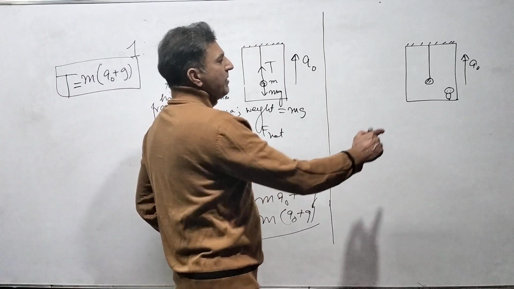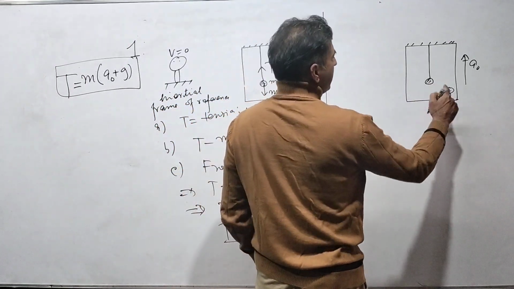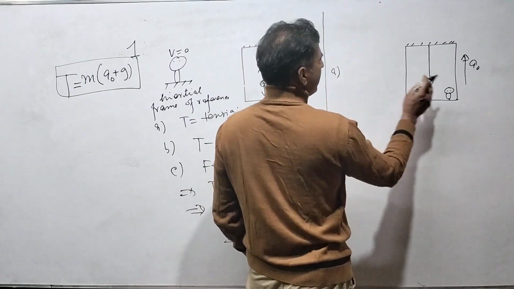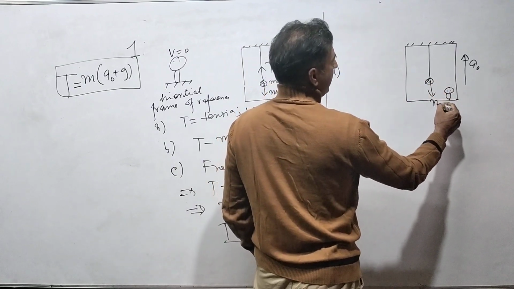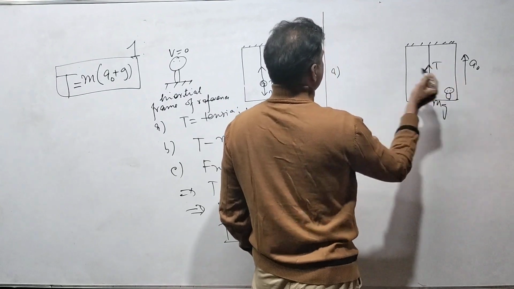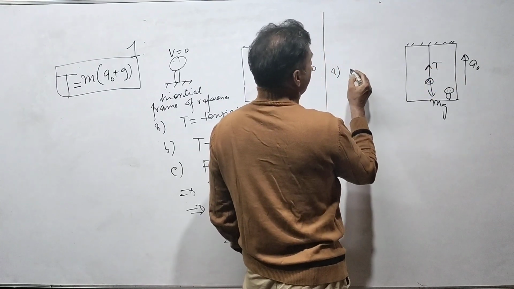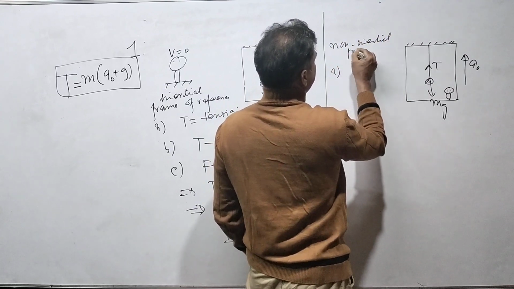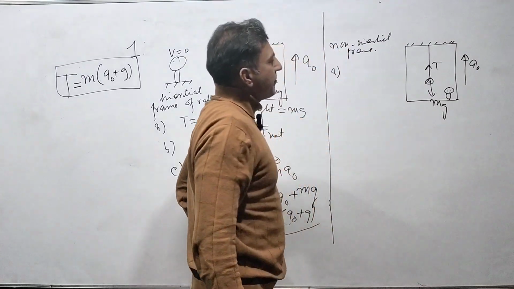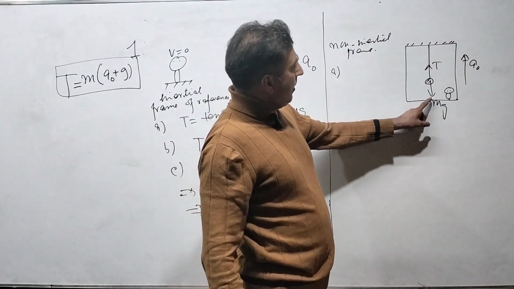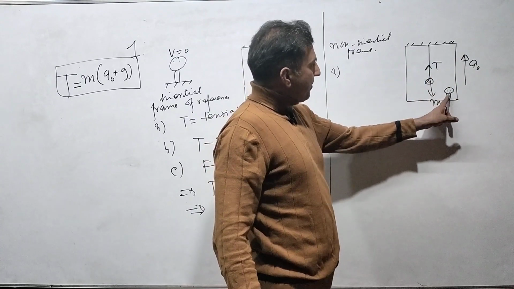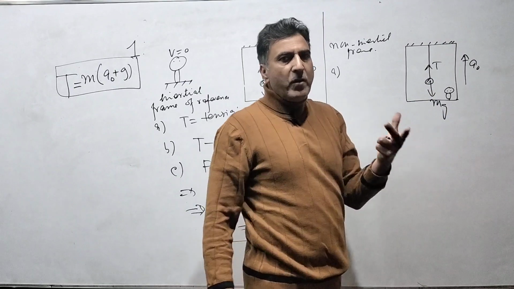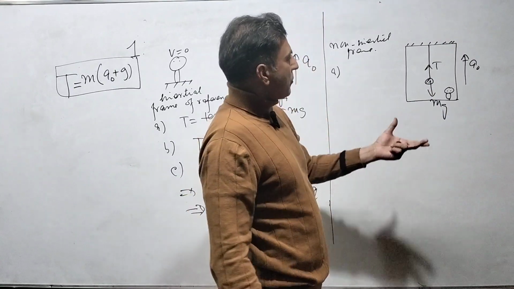Let me solve the same problem for this person. What are the real forces for him? That is mg and tension, the real forces for this person in the non-inertial frame. The person is inside the lift and is also accelerating upwards with the lift with a0. So I should call this person a non-inertial frame of reference.